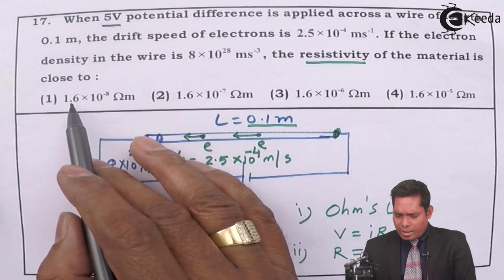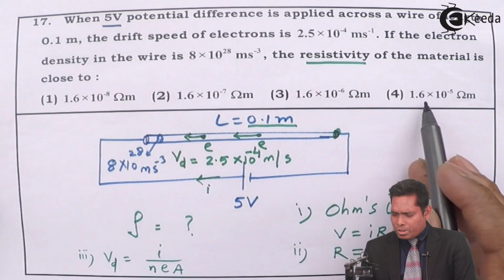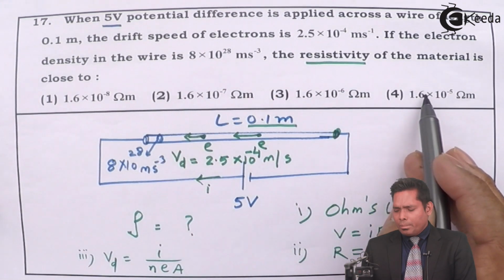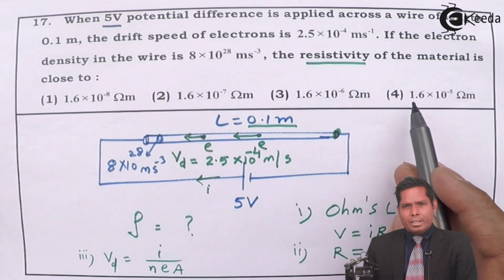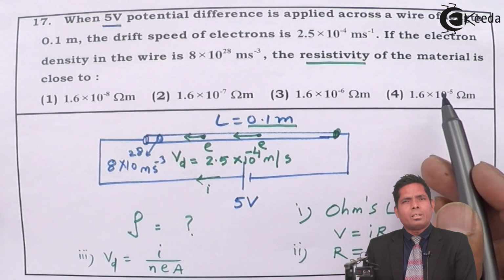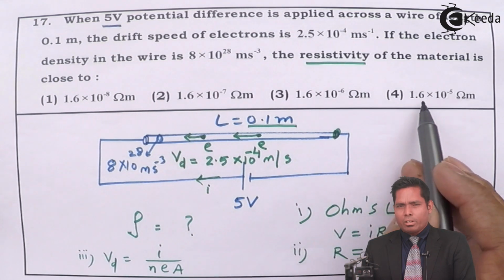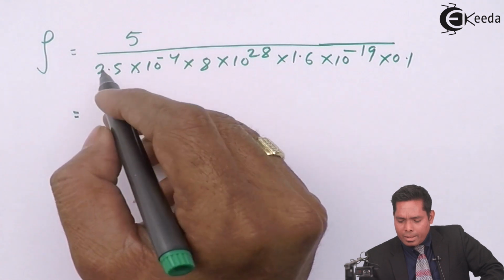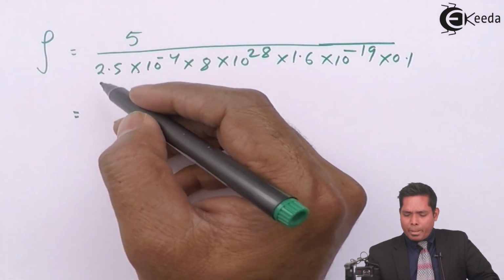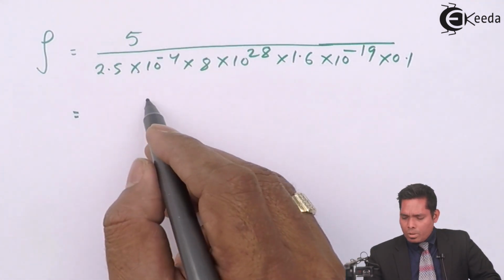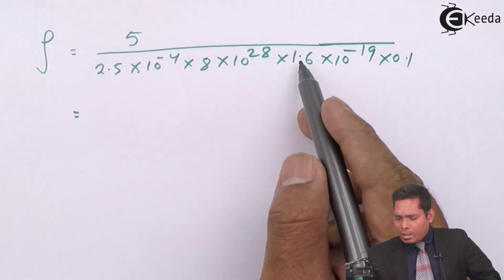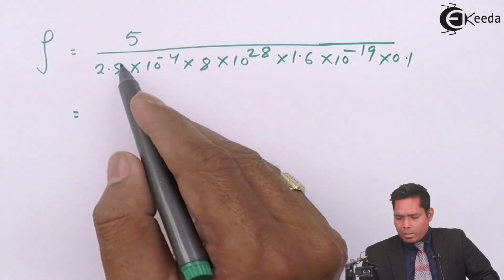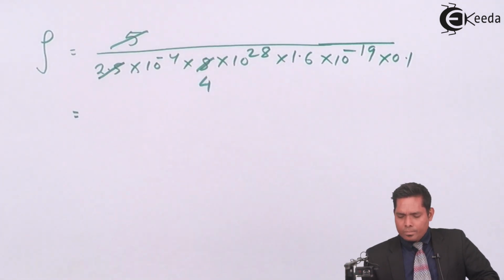You can see that the answers all start with 1.6, but the order is varying. So we are not interested in this number. Even if by rough calculations you are getting 1.8, 1.5, 1.7, doesn't matter. So don't go for actual calculations, always go for rough calculations, just like this. You can see how I'm calculating. This is 2.5, so I can write 5 by 2. So this goes and this becomes 2.